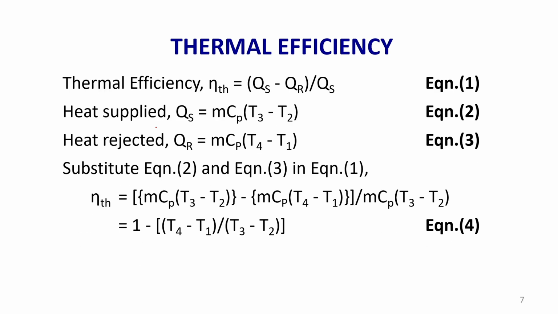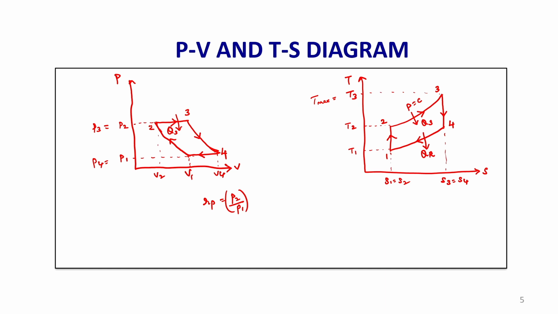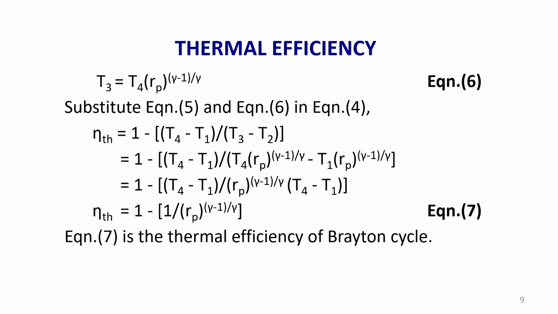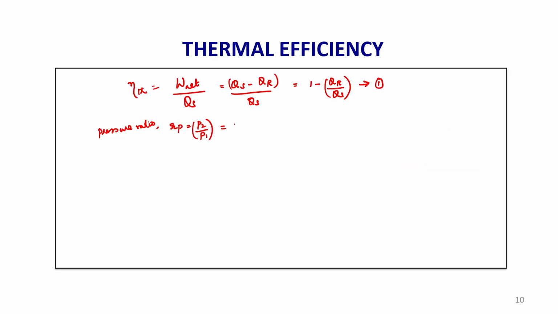If you look at the PV diagram, pressure at 2 is equal to pressure at 3, and similarly pressure at 1 is equal to pressure at 4. So, P2 is equal to P3 and P1 is equal to P4. Now, let us write the equations for heat supplied and heat rejected.